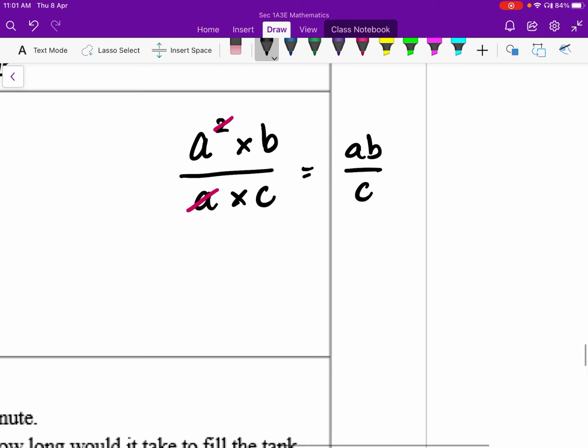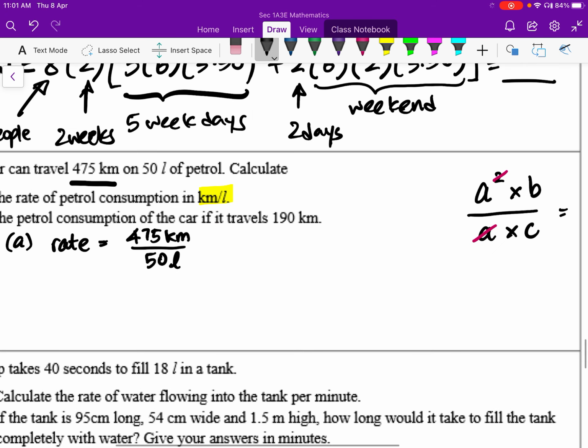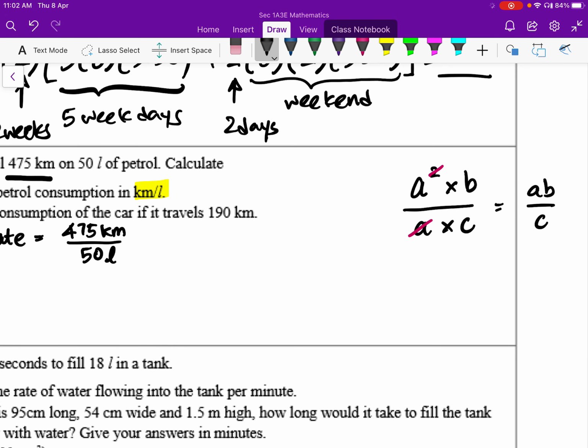Now I want to draw a parallel over here. Look at these two fractions. We consider the numbers 475 versus 50. You can use your calculator for this. 475 divided by 50, you end up with 19 over 2. Then you have your kilometers and your liters still. Then you separate them out, just like in your fraction over here. Make it to a decimal? No, I don't need you to make it to a decimal. You separate them out this way.